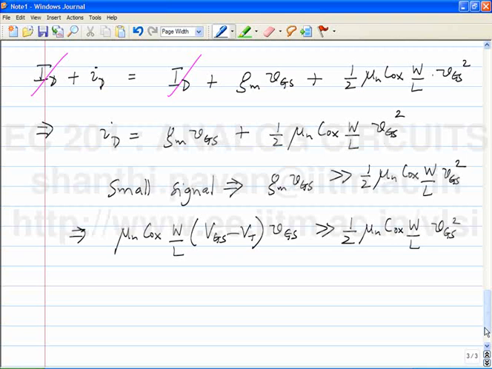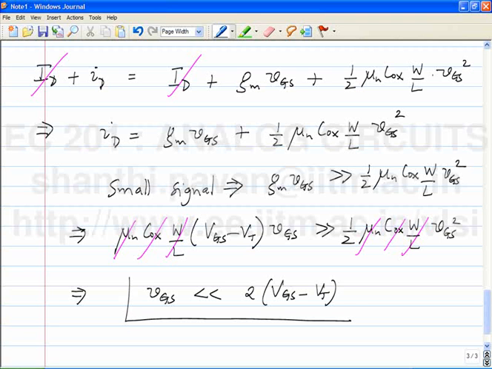Does that make sense? Which means that vgs must be much smaller than 2 times (VGS minus VT). And as I said, this much smaller is again a bit subjective, and we can all agree that maybe 10% or 1% or whatever is sufficiently small.